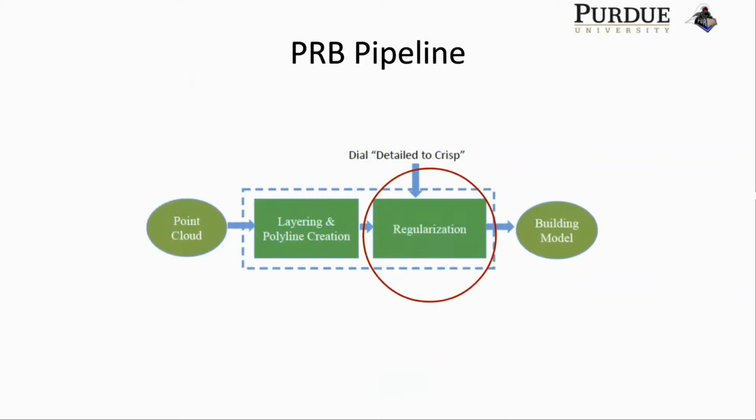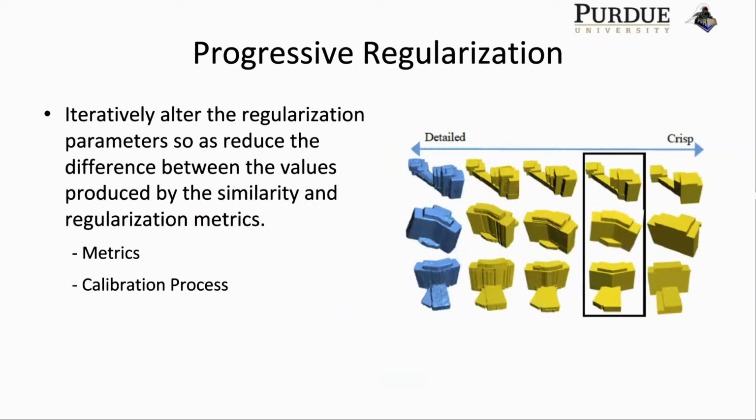Let's move on to the second phase, regularization. In this phase, we iteratively alter regularization parameters so as to reduce the difference between the values produced by the similarity and regularization metrics until producing an output of desired detail or crispness. The similarity metric computes the intersection of union between the current polyline and the original polyline of a layer. The regularization metric makes use of several sub-metrics explained in the following slides.